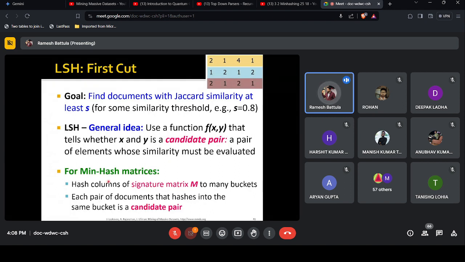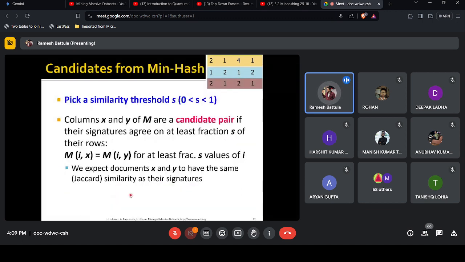For that, we will use this Min-hash matrix. In the Min-hash matrix, generally we are going to use the signature matrix M. From this signature matrix M, we are going to map that signature matrix M to buckets. So, if any two documents are there, we need to map them to hash with the same bucket. We'll see how we will perform this.